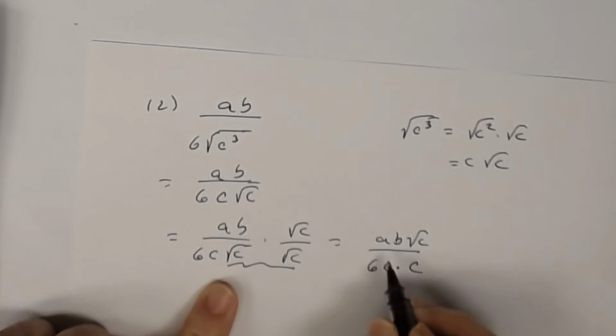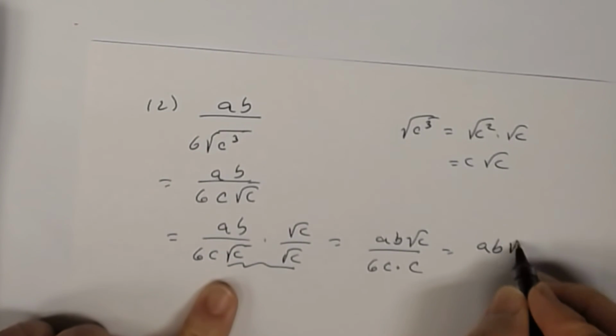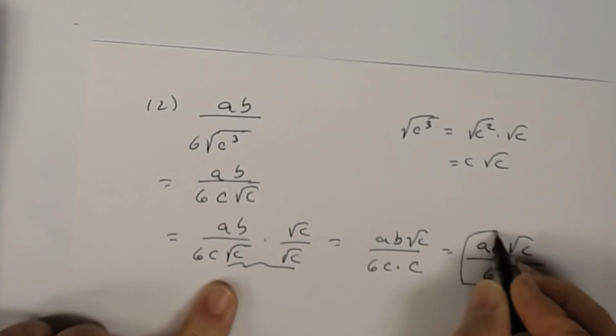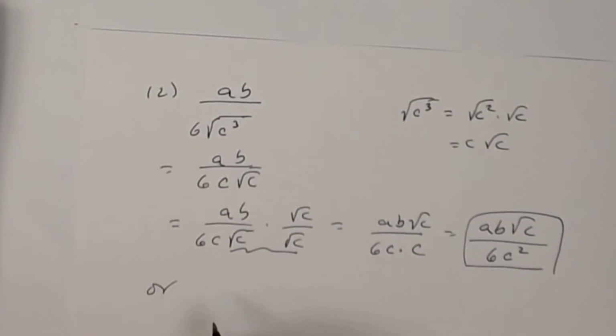Now go ahead and simplify this further. You know that c times c is c squared, so your answer then is ab times the square root of c divided by 6c squared. And remember, be careful. I keep telling you, don't reduce the c that you see here because that's not c, that's the square root of c. Okay, so be careful. And so there's your answer. You're done. Now, let me do this another way.